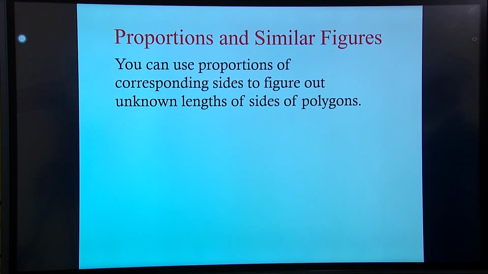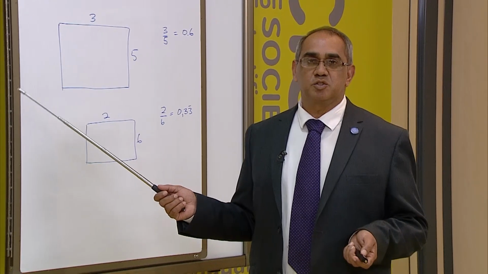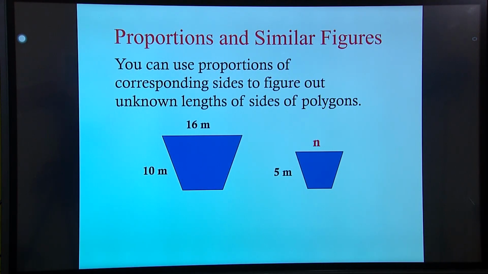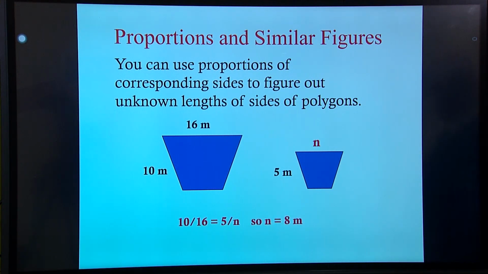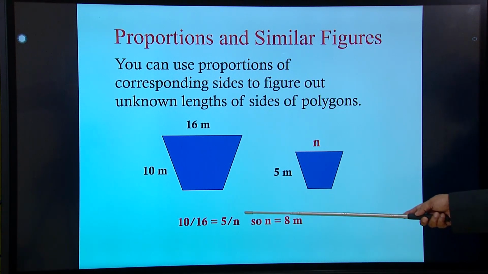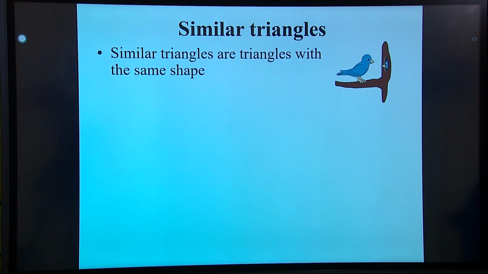And this is where similar triangles actually have so much power. So, proportion and similar figures. We can use proportion to work out the unknown side. If we look at these two figures, they are the same shape. And if they tell us that these two are similar, then I can make the assumption that the proportions are equal. So using that, I can work out what n would be. So 10/16 equals 5/n, and I can work out n is equal to 8. So one of the uses of similarity is to work out the lengths of unknown sides of similar objects.